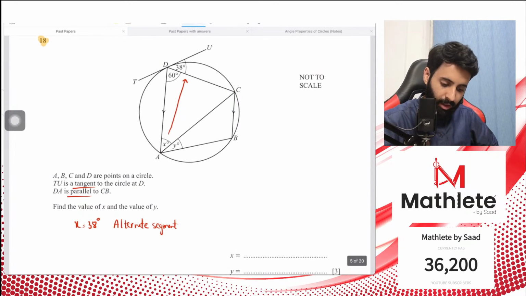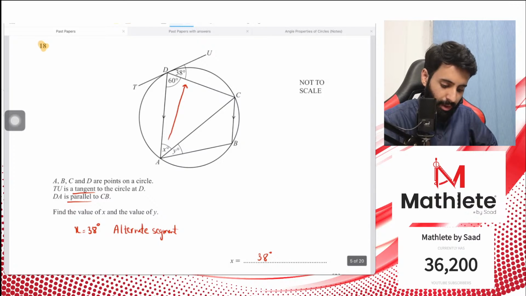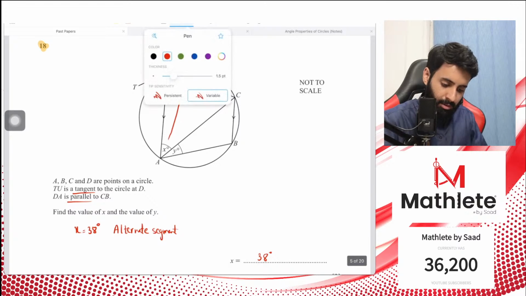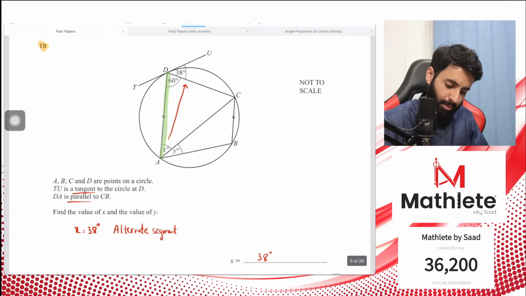Now x is 38 degrees. The question is asking you to find out the value of y. So here's 38 degrees. Let's see how we can find out the value of y. If you think about it, you have a pair of alternating angles over here. I'll switch to a different color so you can distinguish. Since we already know x is equal to 38 degrees, we can now find out what this angle is. This angle is also 38 degrees.